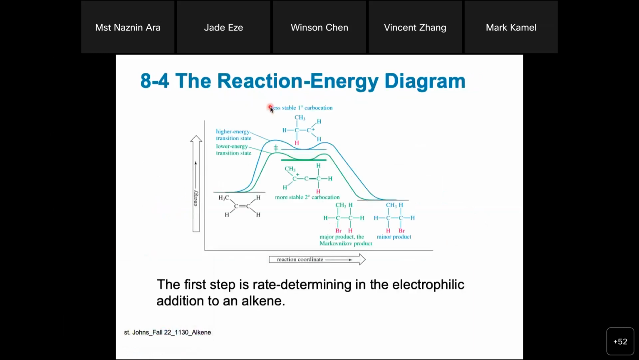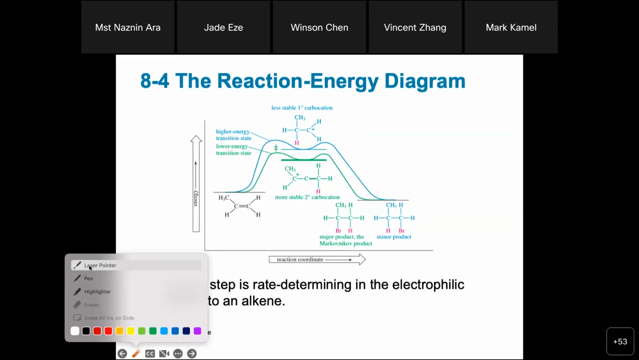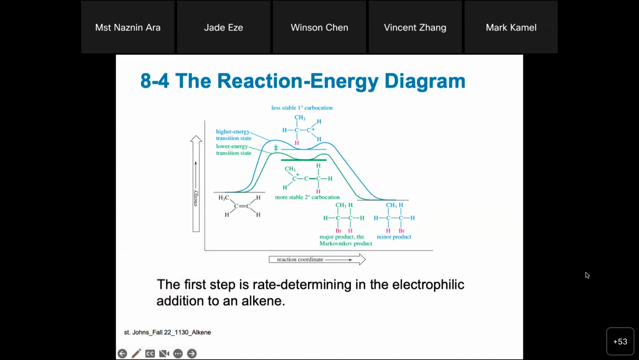Now, the reaction energy diagram. What we have just described, you can see here. Okay, this week I will figure out how I can set it as a default so that I don't need to manually let you in.